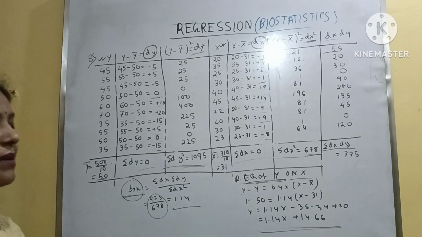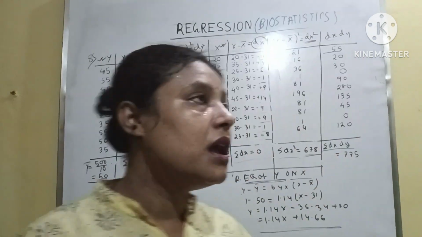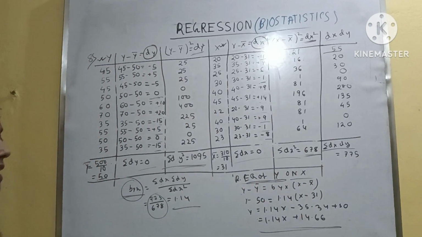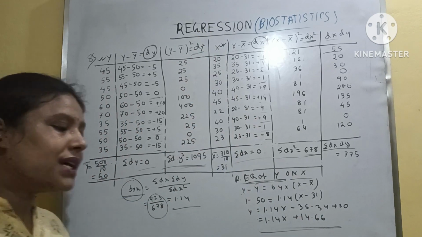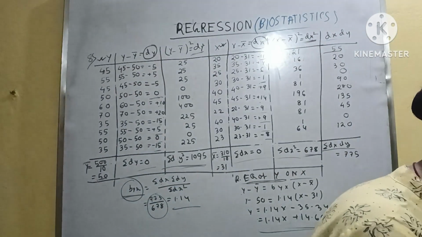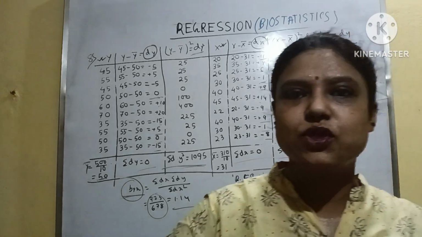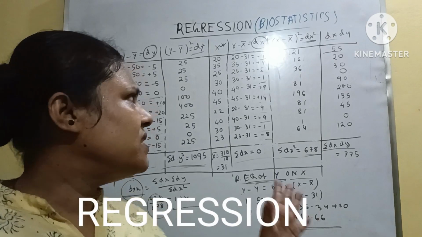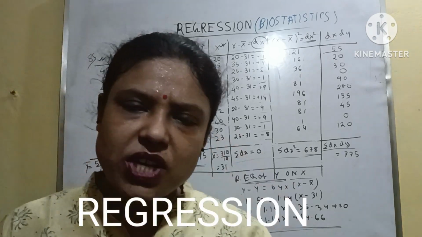So if the problem is in such a way, then we have to calculate this regression equation of y on x in that way. Total regression equation related problems, different types of problems, I have already explained in my three videos. So you check all the videos.